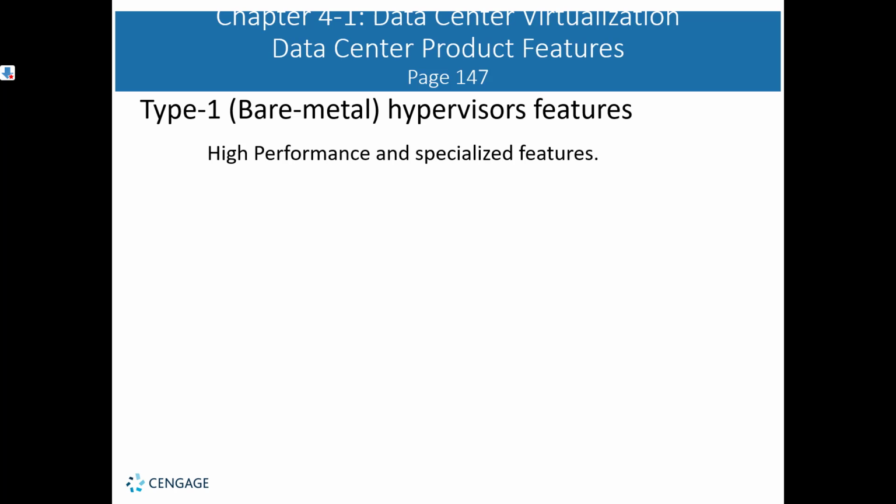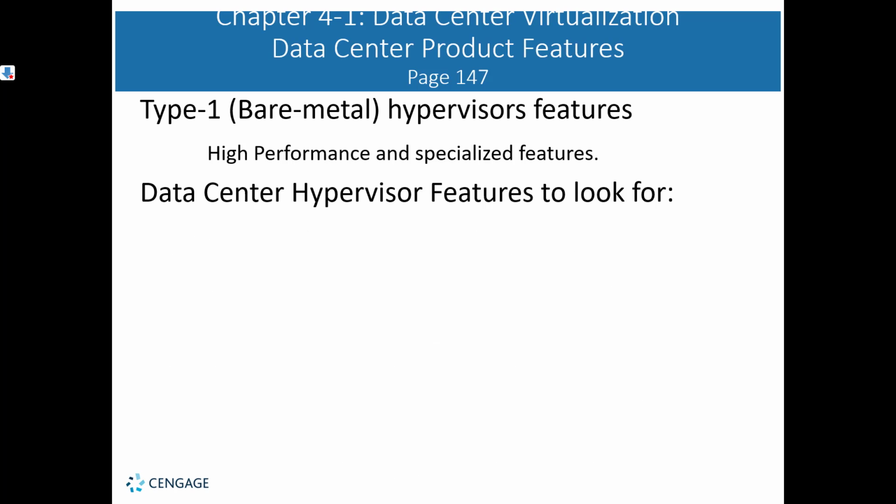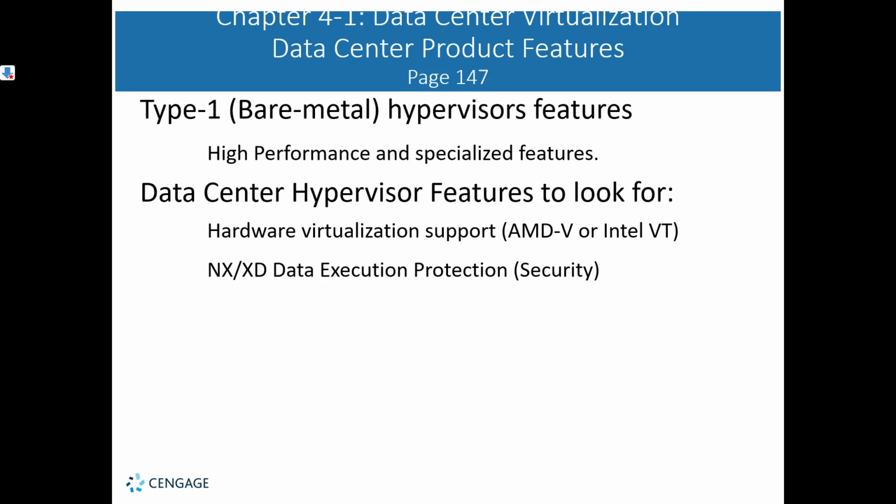Data center virtualization products are typically built on Type 1, or bare metal hypervisors. As I discussed in Chapter 1, these Type 1 or bare metal hypervisors provide for maximum performance along with special data center features. Some of these features include things like hardware virtualization support for AMD-V and Intel VT technologies. Data execution protection, also known as NX/XD, prevents a rogue virtual machine from accessing the memory space of other VMs running on that hypervisor.